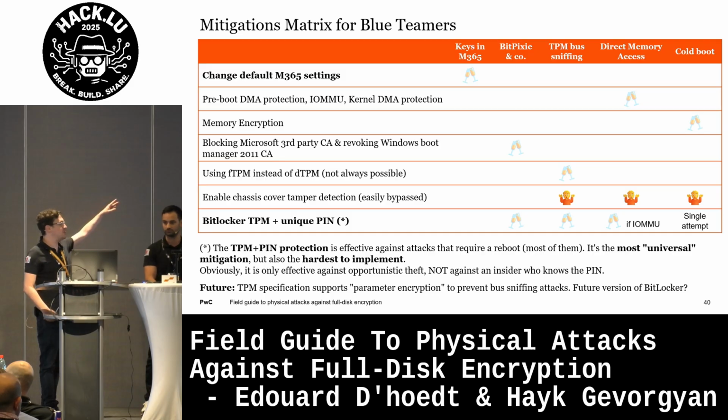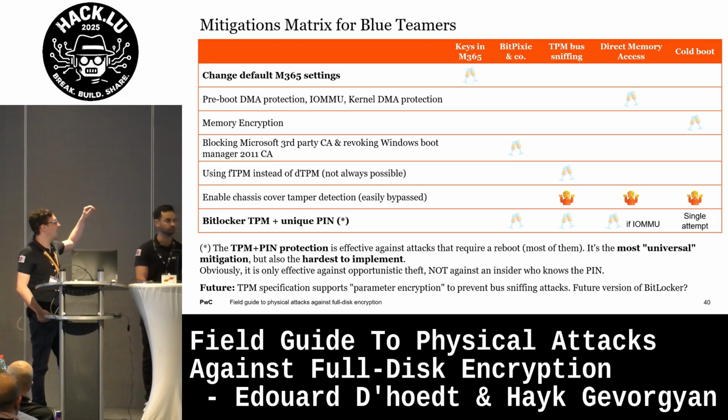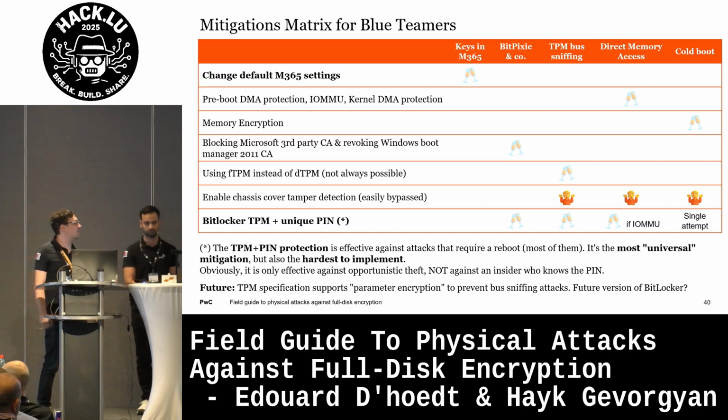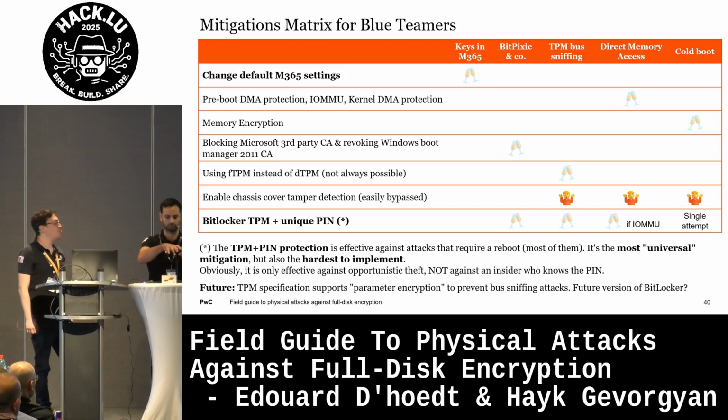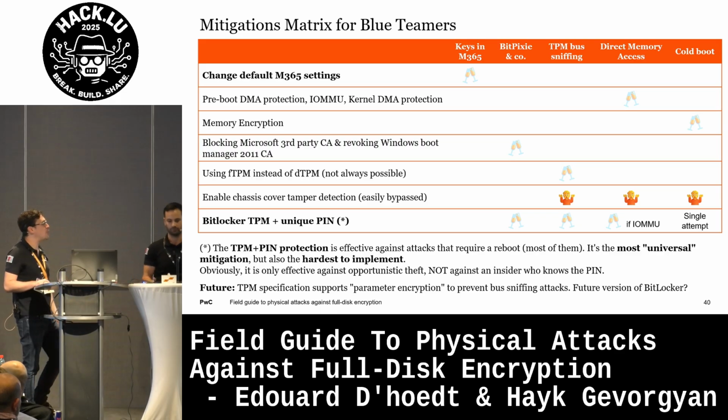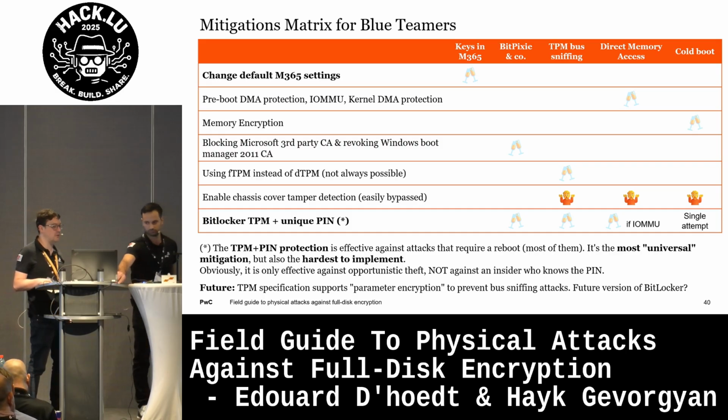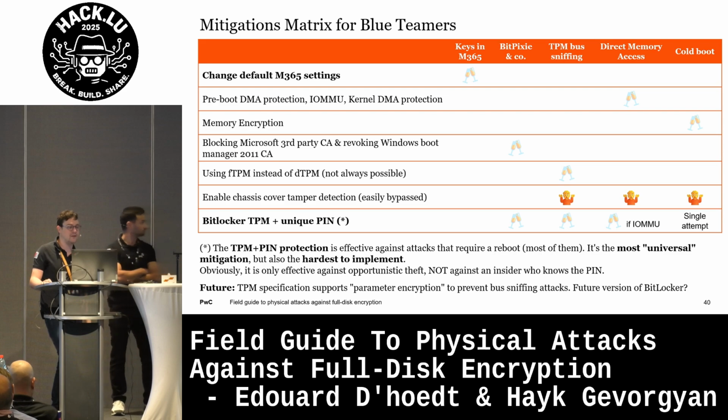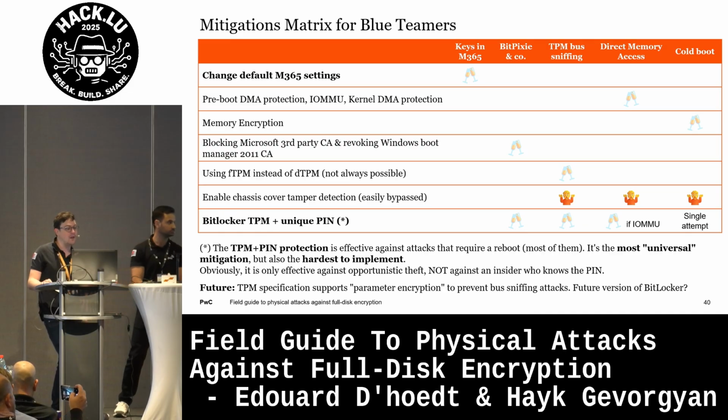First of all, change your default M365 settings. Pre-boot DMA protection, IOMMU and kernel DMA protection will help you against direct memory access. For very modern laptops, it's enabled by default, so usually that's already covered. Memory encryption is something that we don't see enabled much, but that could protect against cold boot attacks. We have blocking the CA to prevent BitPixie. The fTPM instead of dTPM to prevent sniffing the bus, but that's not always possible.